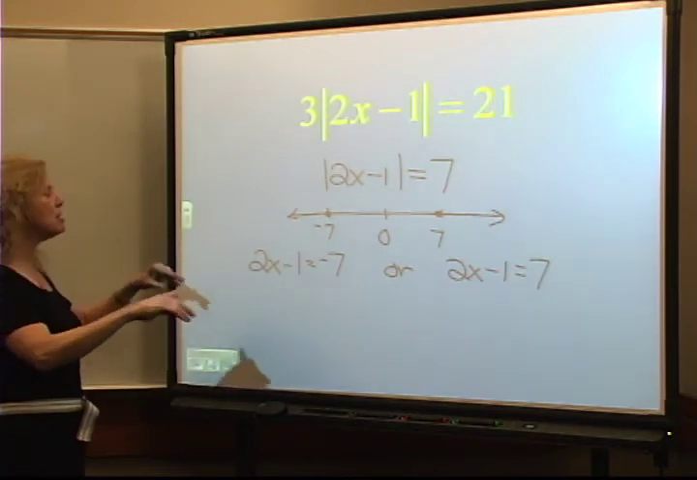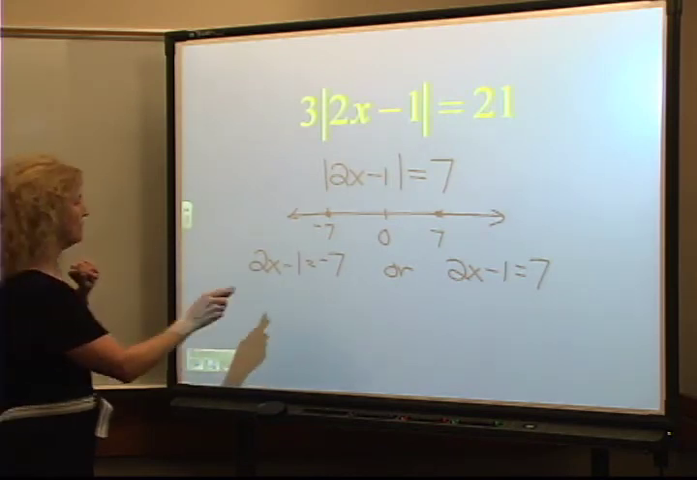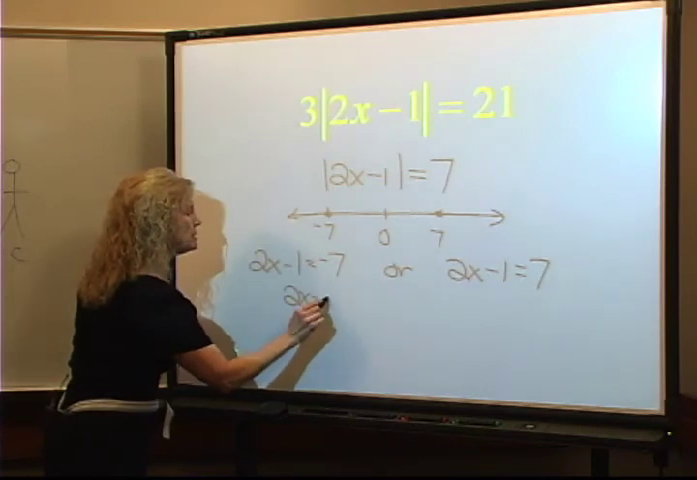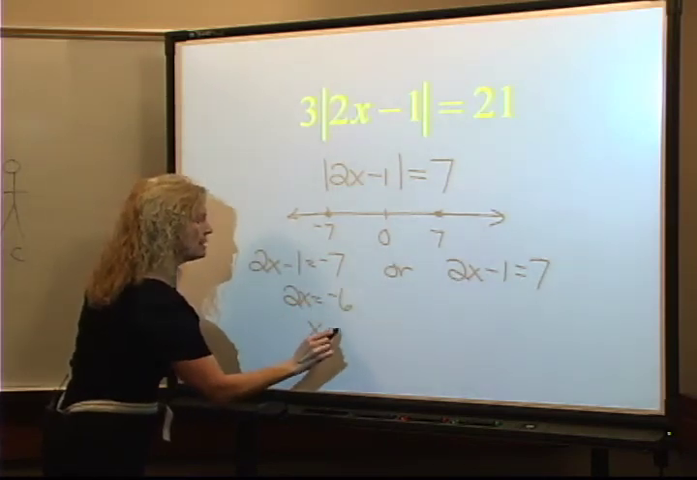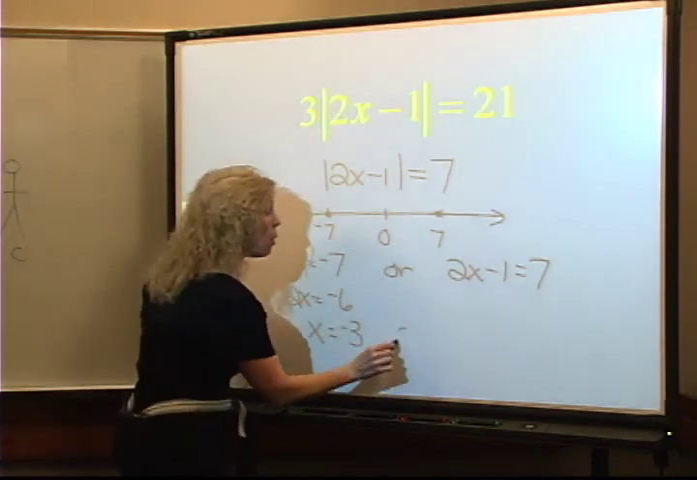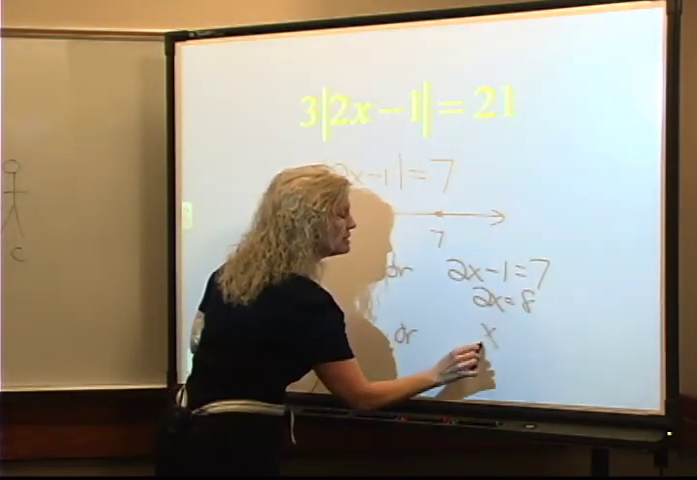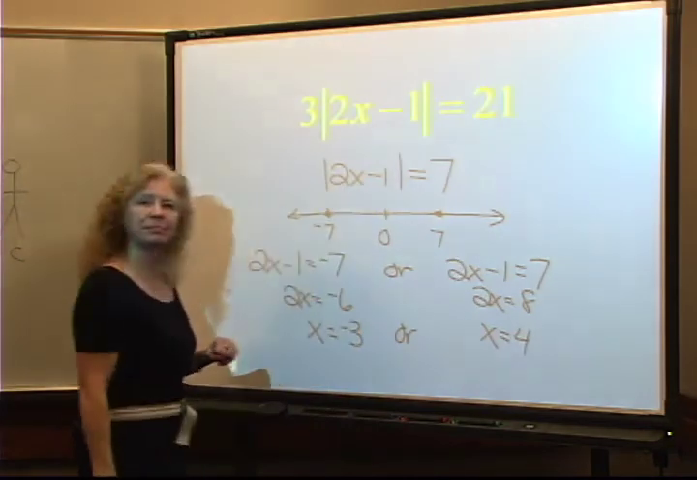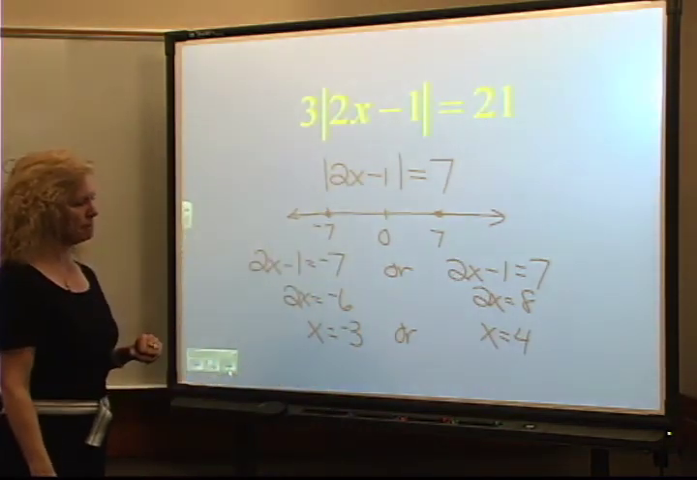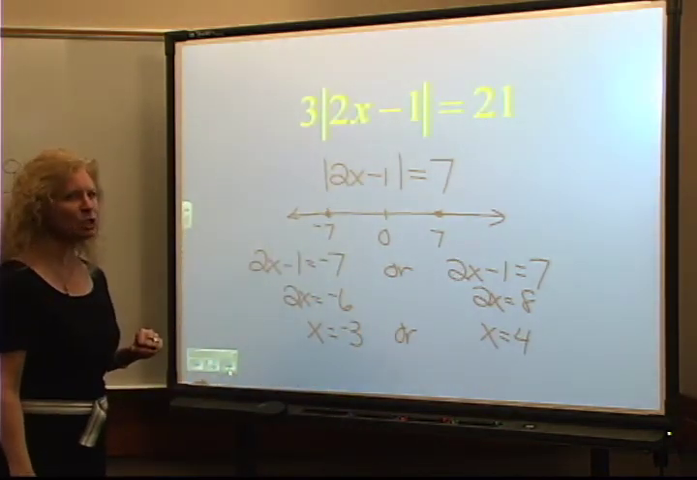Once you come out of the bars, you are ready to solve. It becomes 2x is equal to negative 6, x is negative 3, or x is 4. Okay? And I wouldn't write that in interval notation.